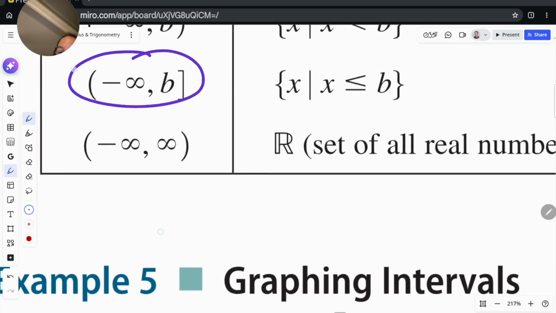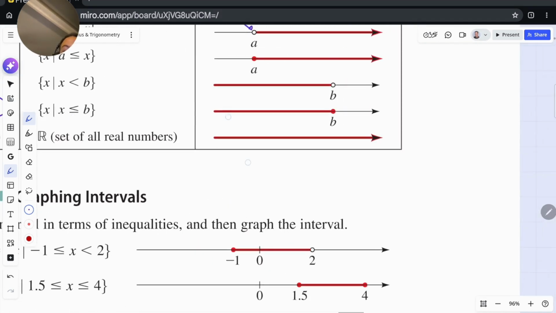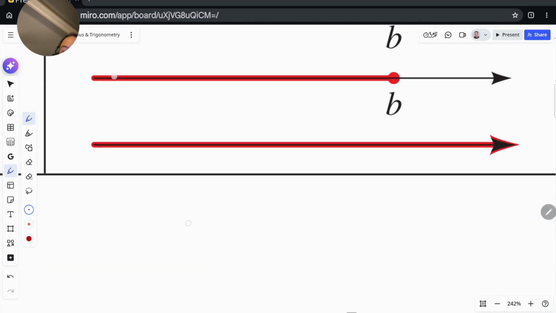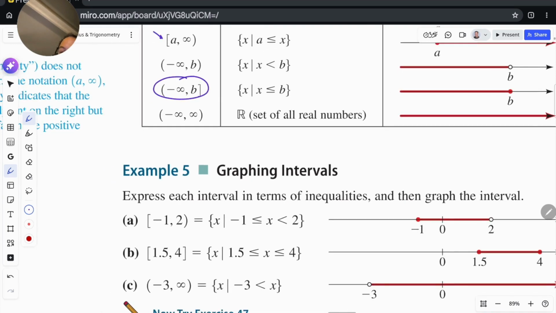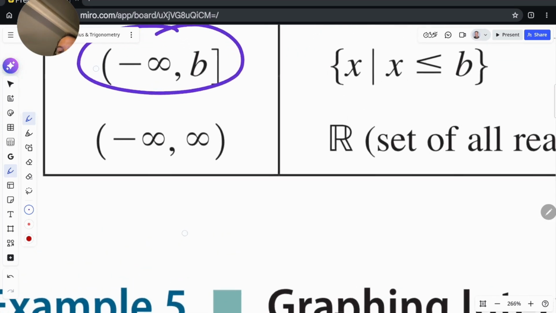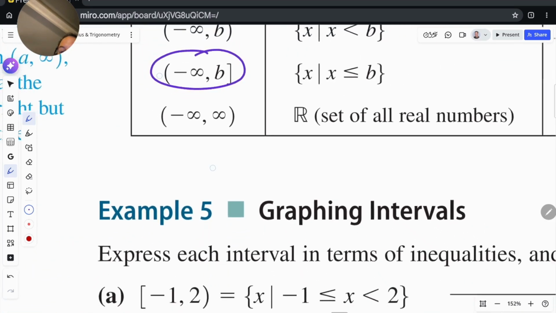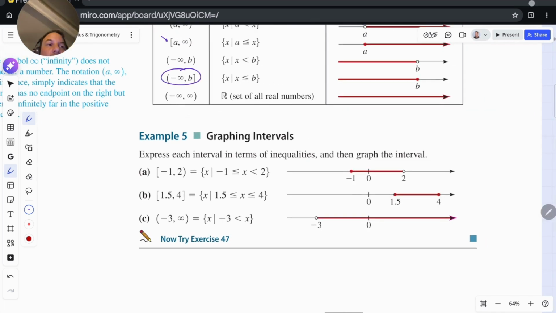And then we have negative infinity to infinity. This will be the set of all real numbers, so it goes on and on. It includes every point there. Again, infinity and negative infinity will always use parentheses. It's a concept, not an actual number. So in other words, our last example is all real numbers. It includes the entire number line.